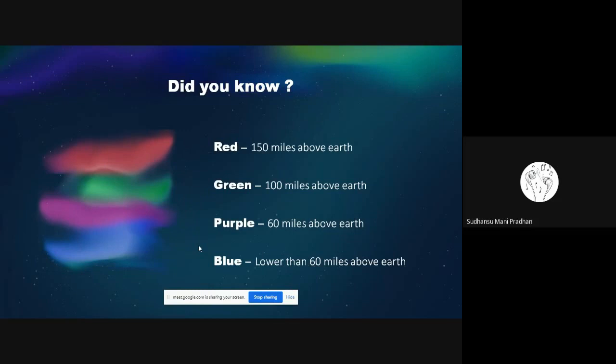The color of aurora vary depending upon the altitude and the kind of atoms involved. On the upper layers of atmosphere, that is 150 miles above the Earth, red color of aurora is observed. The most common color, green, is observed between 100 miles to 150 miles above the Earth. Purple is seen from 60 miles above the Earth to 100 miles, while the lower layers of atmosphere, that is, lower than 60 miles above the Earth, blue color is observed.